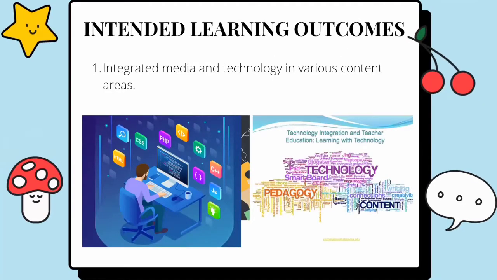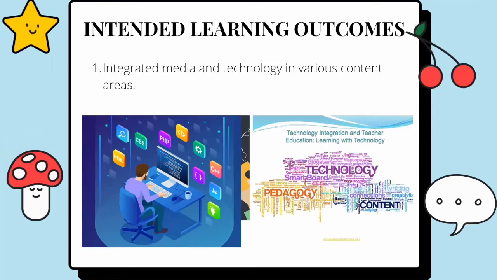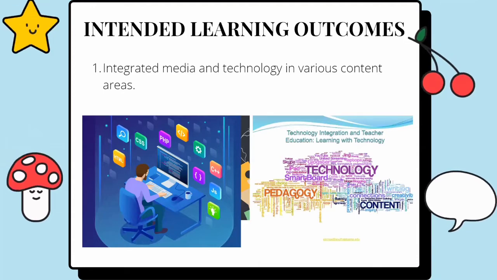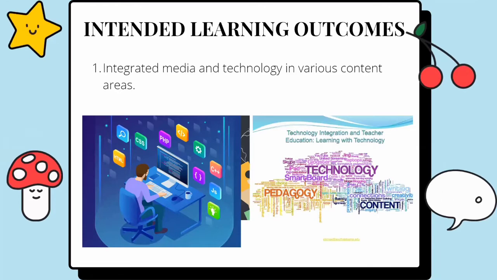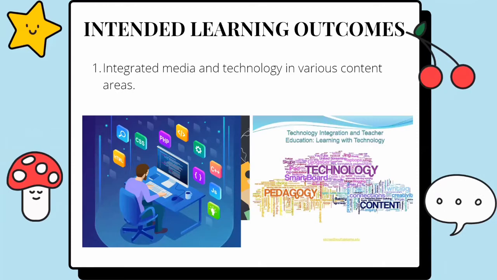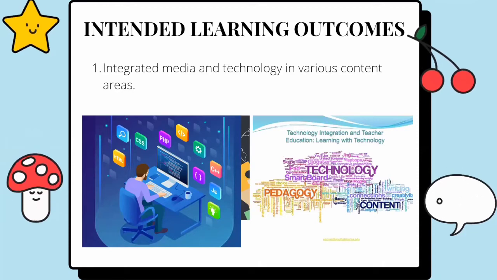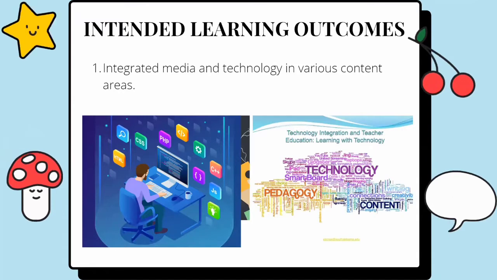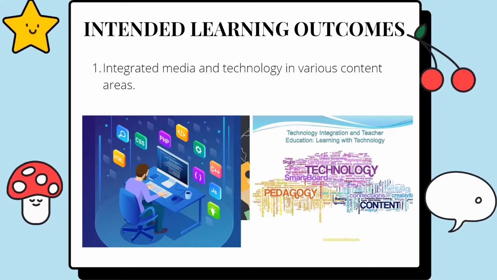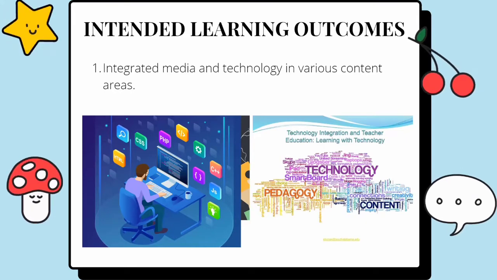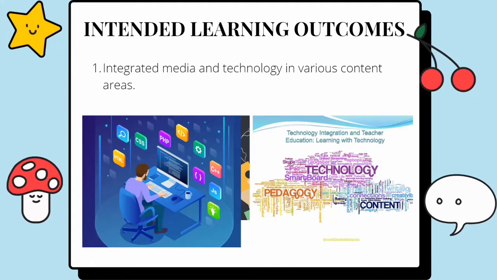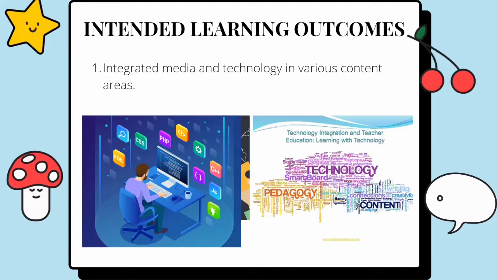Intended learning outcomes. So what do you mean by this? These are the knowledge, skills, and abilities that an instructor intends for students to learn or develop. So what are the intended learning outcomes? First is integrated media and technology in various content areas. What do you mean by this? This means that it enhances student learning process outcomes. Integrating technology provides students with the opportunity to develop skills that are essential for lifelong learning, such as research, collaboration, communication, critical thinking, and problem solving.